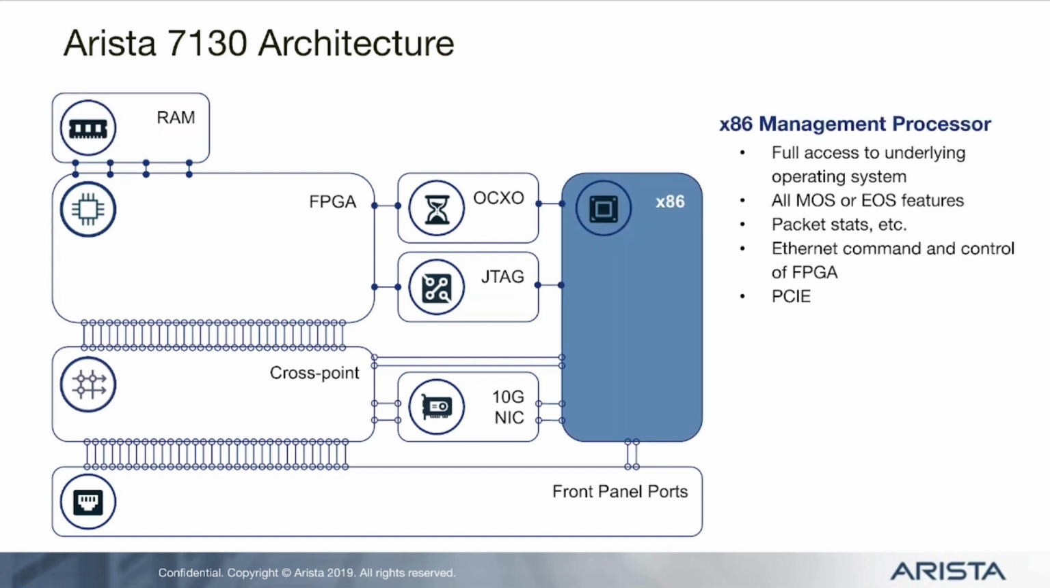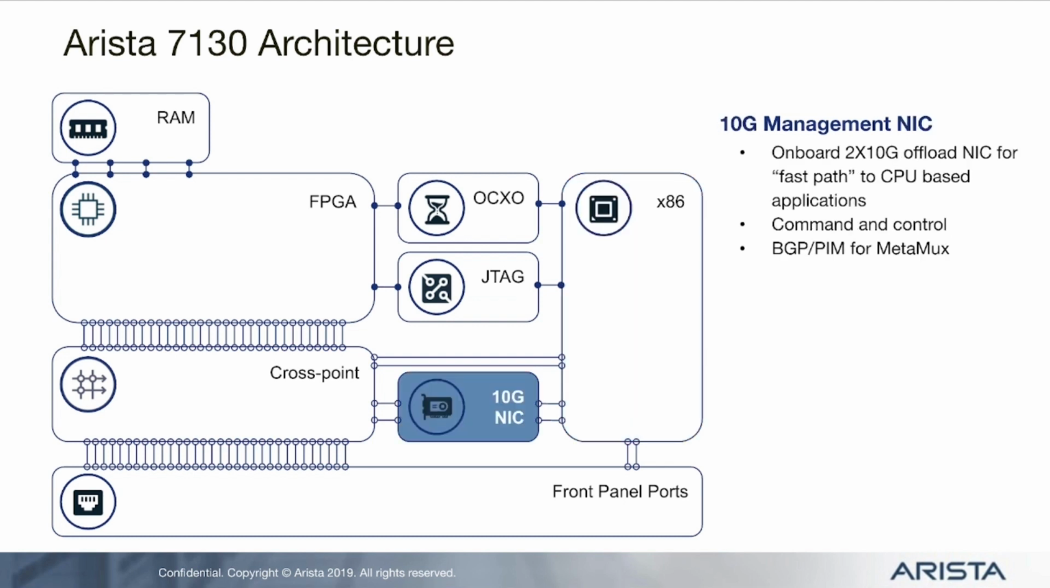The control plane software, either MOS or EOS, managing the 7130 series, runs on an embedded x86 system. This system has its own CPU, RAM and flash memory. It also has Ethernet, PCI Express, JTAG and timing connections.